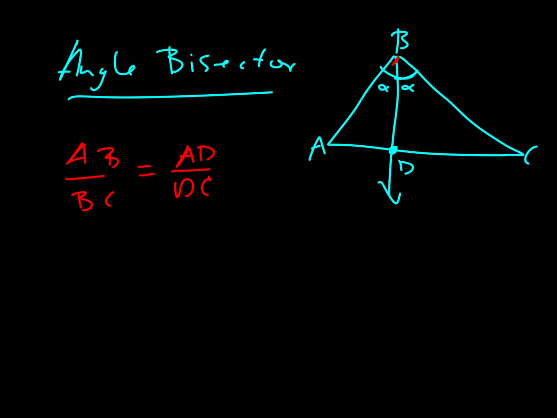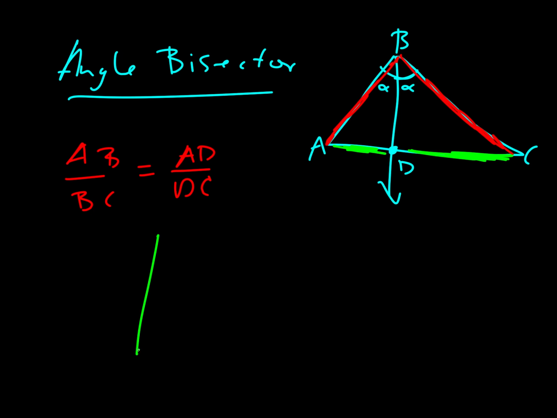So we look at AB, we look at BC. In other words, we look at those two outside ones with relation to the side that's split. So AB, BC, and then AD is this little piece, and then DC is this little piece. Okay, so let's try a problem related to that one.